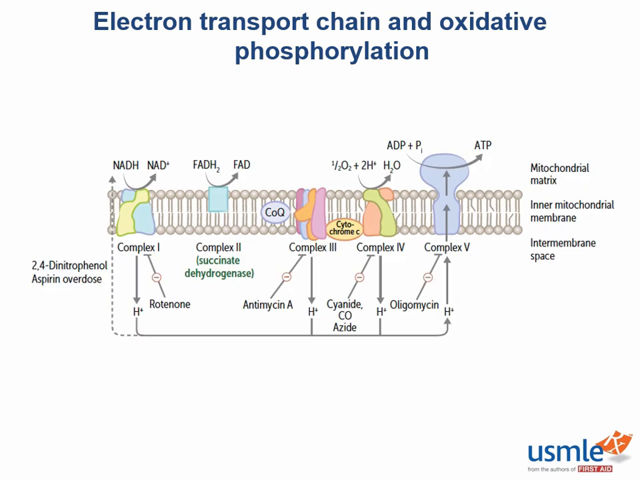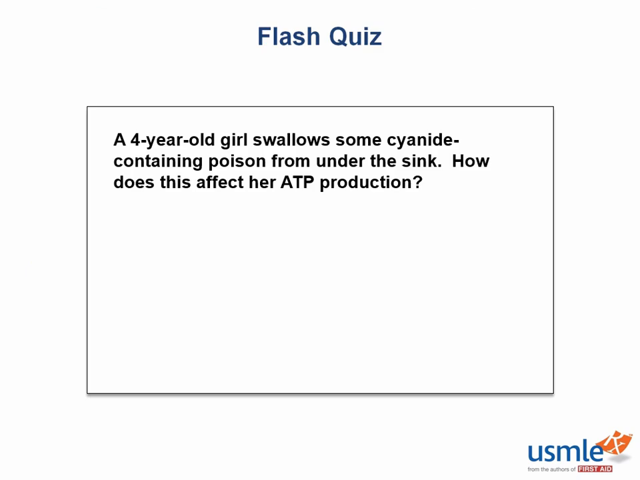Now if we were to put all this together in one image, we have our figure from the book, and this is a great place to review this process. Well, alright, now let's take a shot at a flash quiz. A 4-year-old girl swallows some cyanide-containing poison from under the sink. How does this affect her ATP production?